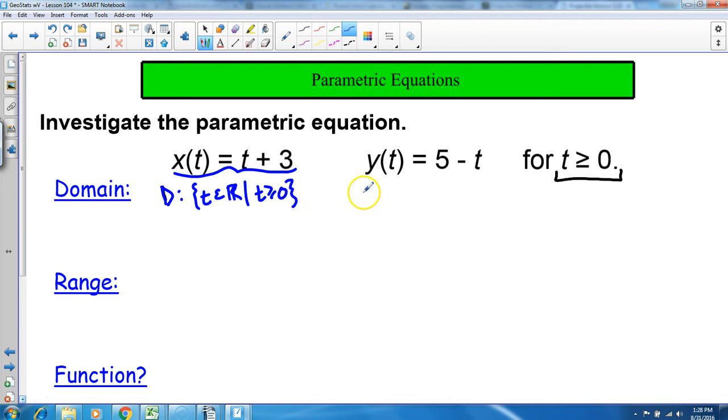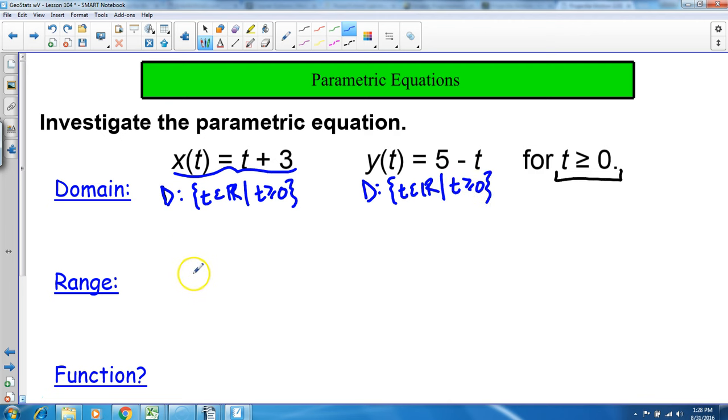And it's actually the same thing over here. I've got a domain over here from y of t, where my t values, again, I'm going to plug in the same values here. Those are real numbers, and those t's have to be greater than or equal to 0.